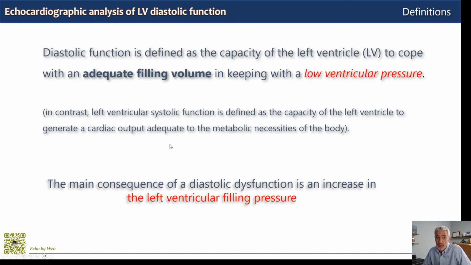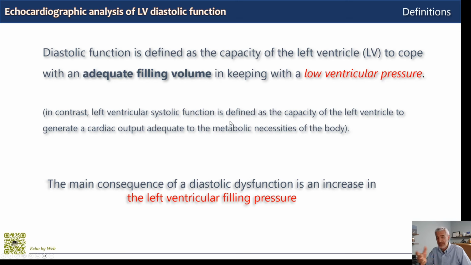The pressure with which the left ventricle fills is a fundamental parameter in cardiology, and we can analyze that with echocardiography. Clinically, the filling pressure is linked to the patient's symptoms, dyspnea. Diagnostically, it is linked to heart failure, and therapeutically, it is linked to the response to therapy.